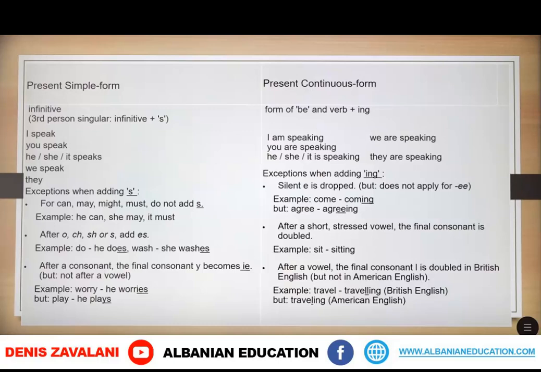After a short stressed vowel, the final consonant is doubled. So, like sit, sitting, put, putting, swim, swimming, run, running. So we double the last consonant before we add ing. Also, after a vowel, if the final consonant is L, in British English, we double L before we add ing. But in American English, it stays the same. We just add ing. So we don't double L in American English, only in British English.